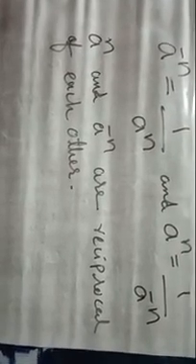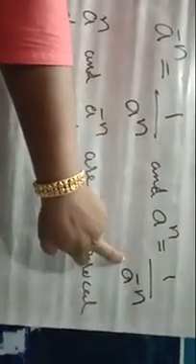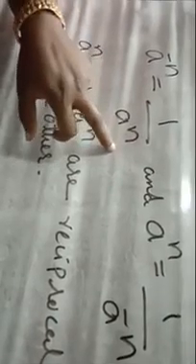So a positive power can be written as a negative power by taking the reciprocal. Positive power can be expressed in the form of negative power by taking the reciprocal, that is a raised to n is equal to 1 by a raised to minus n. Here a raised to minus n, that is a negative power, is equal to 1 by a raised to n. This is a positive power, by taking the reciprocal.